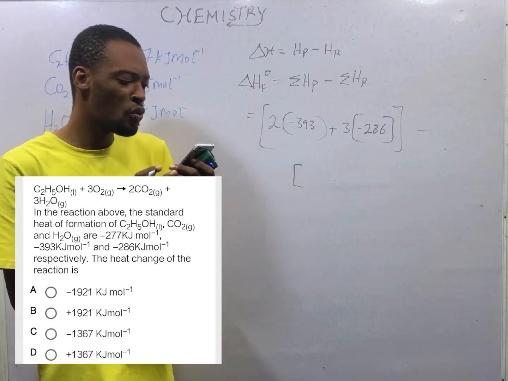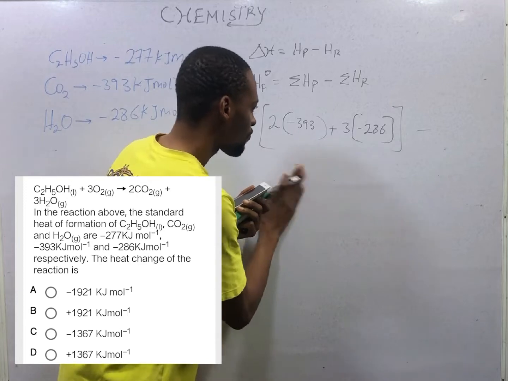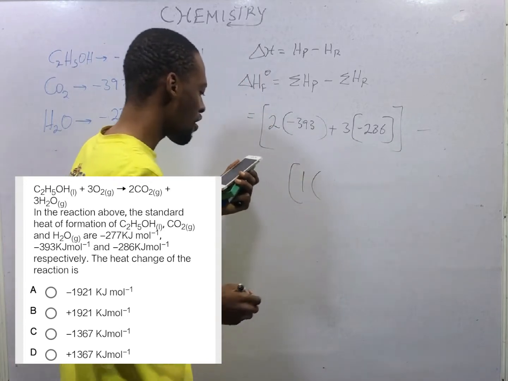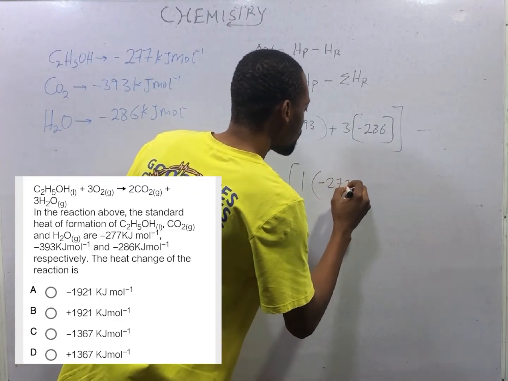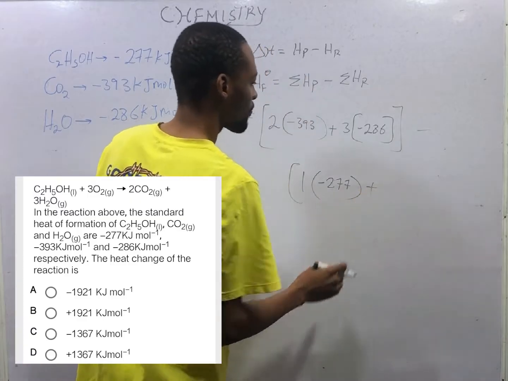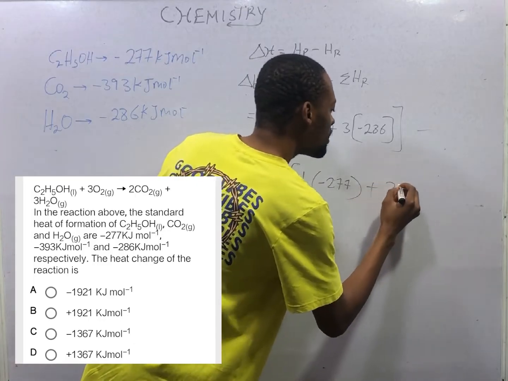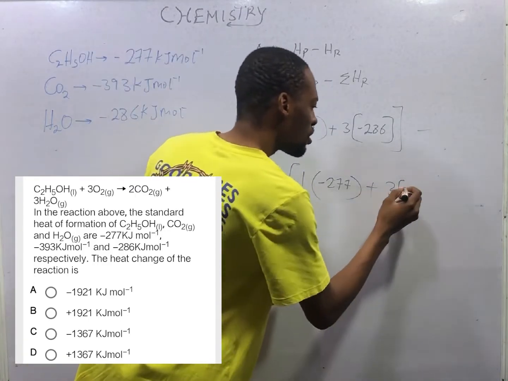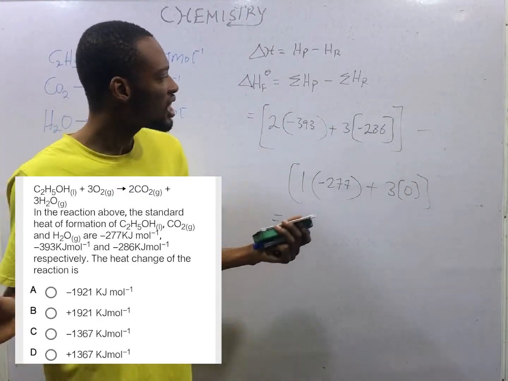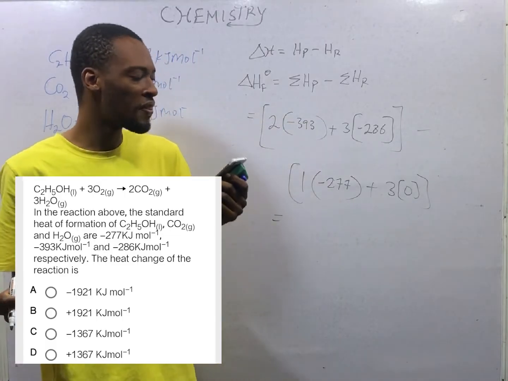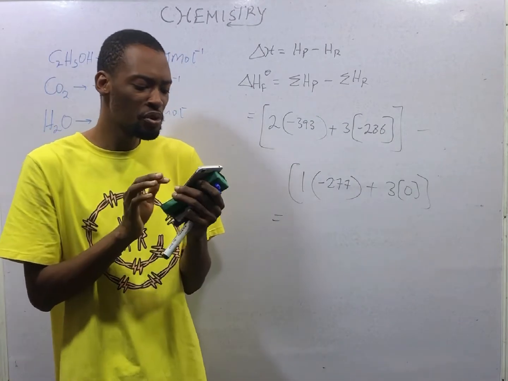For the reactant, we have C2H5OH, just 1 mole. So minus 1 times the standard heat of formation of this, which is minus 277, plus oxygen. We have how many moles of oxygen? 3 moles of oxygen, but the standard heat of formation is 0. So that is how to answer questions like this. Basically, if solved correctly, you should get minus 1367 kilojoule per mole. They are very, very simple questions.